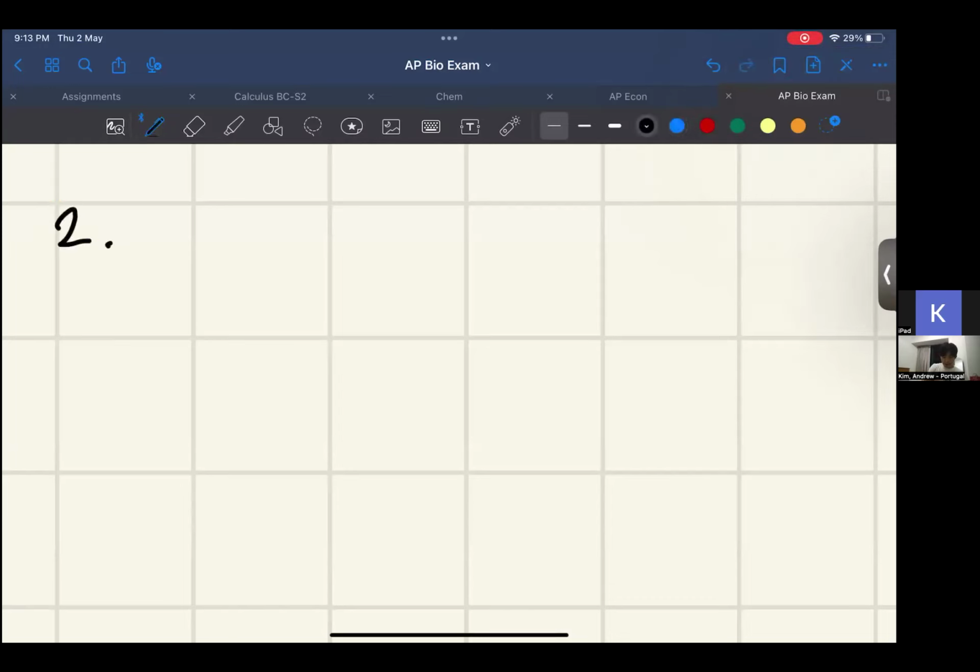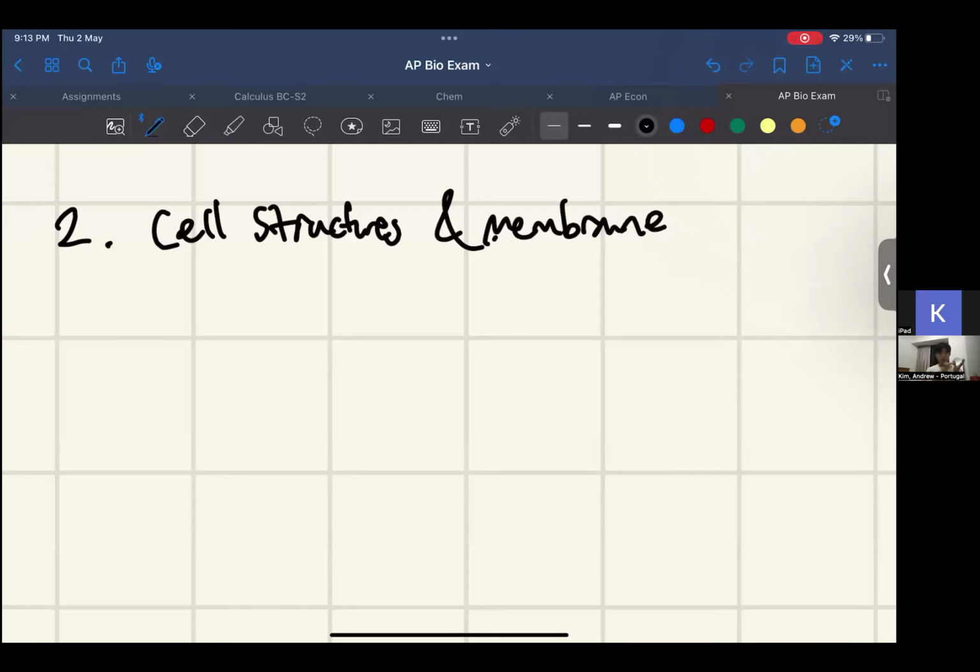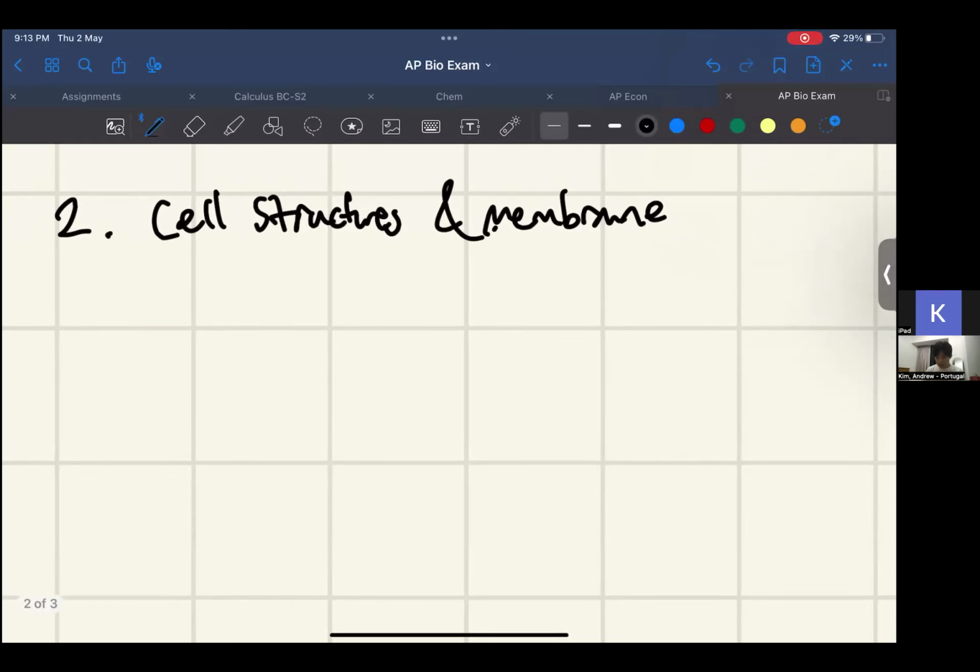The second unit is about cell structures and membrane. Now, technically, membrane is part of cell structure, but still, membrane is very important, and that is why I separated it in this topic. So, cell structures.